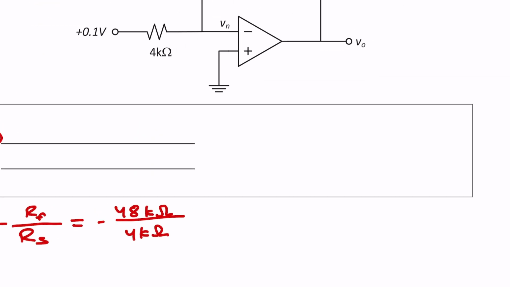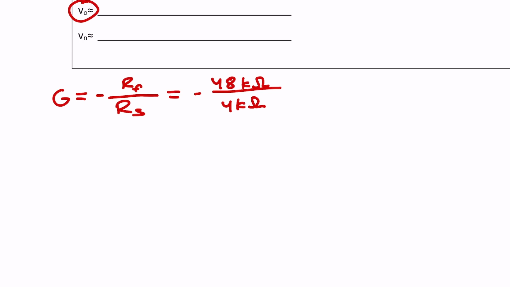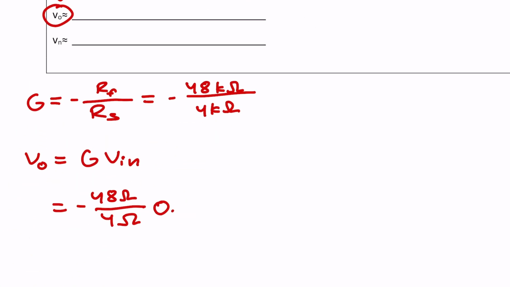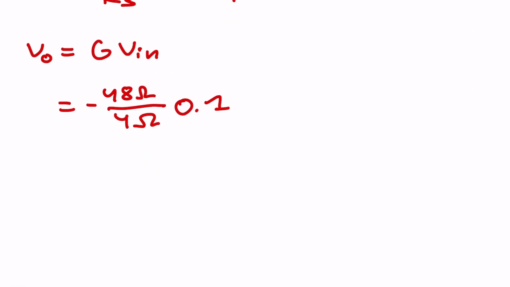Now, here's the thing. We don't need to find the gain, we need to find what V out is. In terms of an amplifier like this, V out is just equal to the gain times V in. So in this case, our gain is negative 48 kilo ohms over 4 kilo ohms, or we could just write it without the kilo because it's the same thing either way, times V in, and what's V in? 0.1. So you do this math, this becomes negative 12, times 0.1, which is equal to negative 1.2 volts.